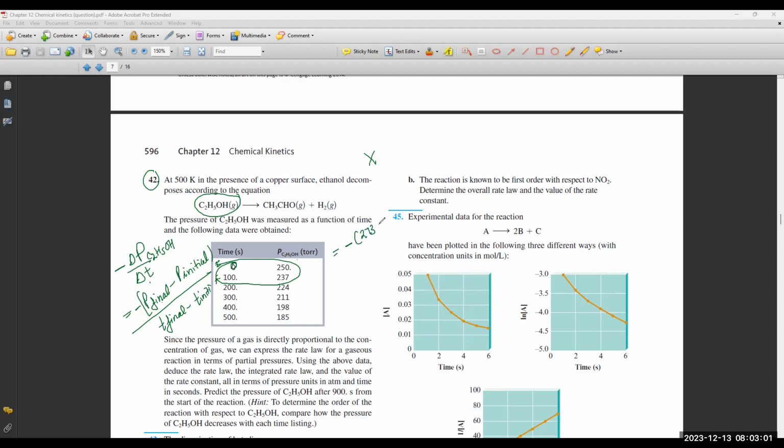237 initial, 250. Delta T, 100 minus 0, is 100. That's the answer. Units. What are the units this time, children? And you will see your answer will be positive. What are the units? No, I'm asking you to calculate in this. That's the question. Units are torr per second because pressure is in torr.